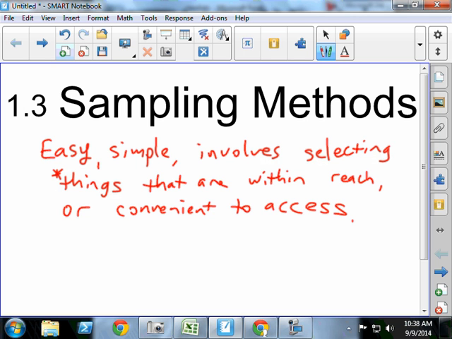What technique do you reckon this would be called? What do you think is a good name for it? It's called convenience. Yeah, some textbooks have this. Your textbook doesn't, but this is called convenience sampling, okay?